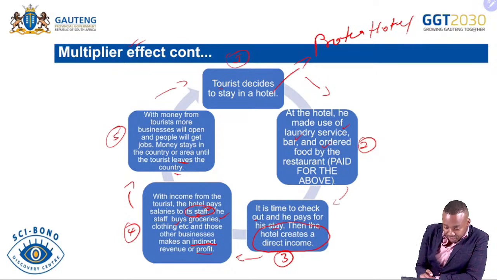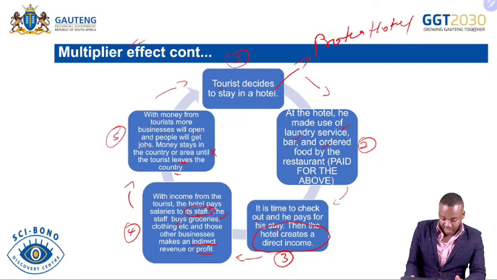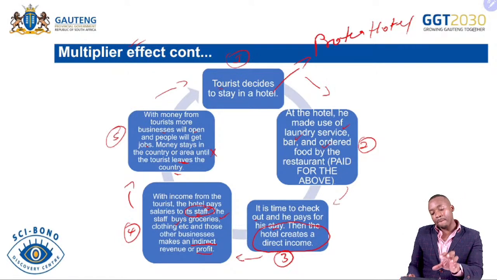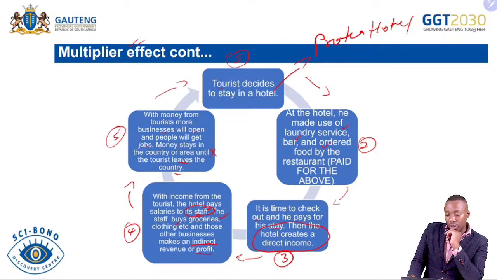With money from the tourists, right? Remember we said they are staying. The more they stay, the more tourism businesses will open and people will get what? Jobs. Money stays in the country or area up until the point when the tourist leaves the country or leaves the area. So that is the multiplier effect. There are many examples that you can use besides this one of the hotel.